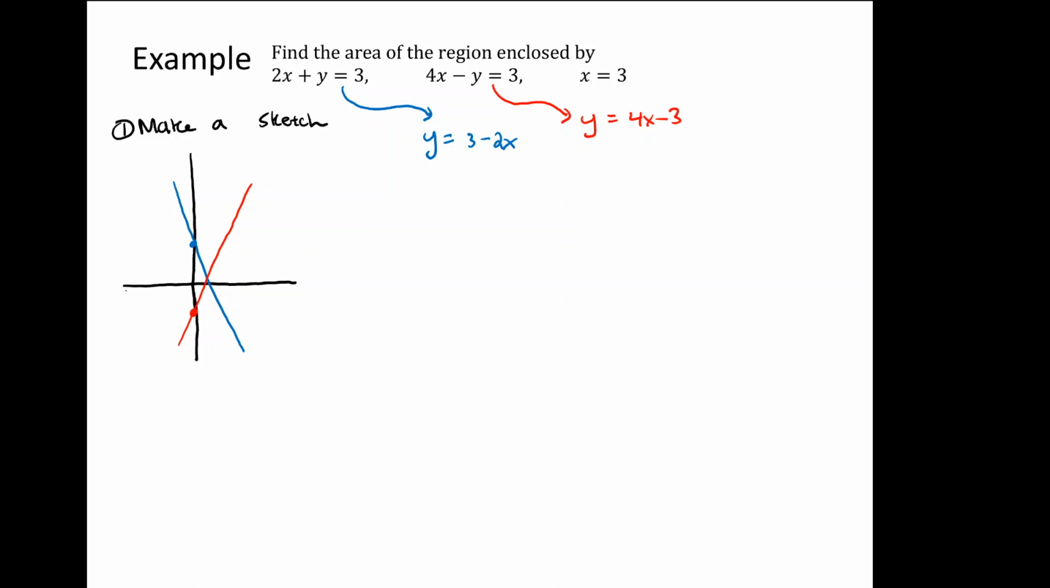And an x value of 3. I'm not going to draw that yet, because what we see in this picture is that these two lines cross, and possibly they'll cross to the left or to the right of x equals 3. Let's sort that out before we finish the picture.